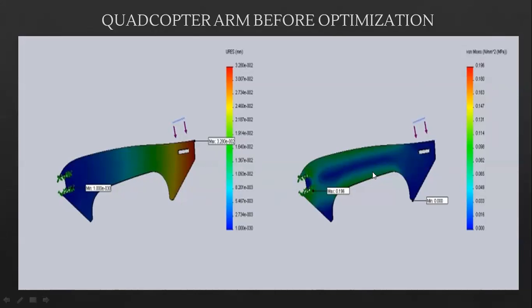Two different results is what we have here. The left side indicates the displacement, right? What you're seeing in the brackets is the displacement. These are the displacement results. These are the stress results.